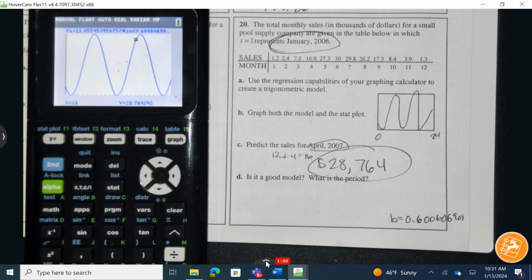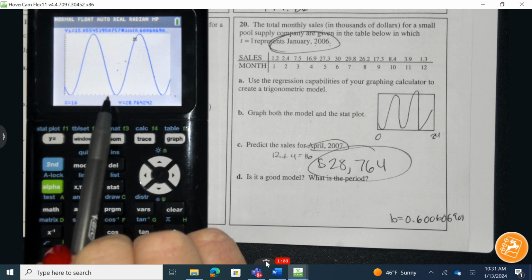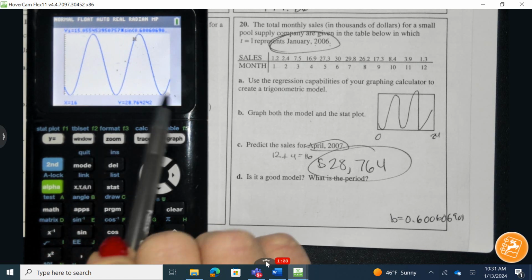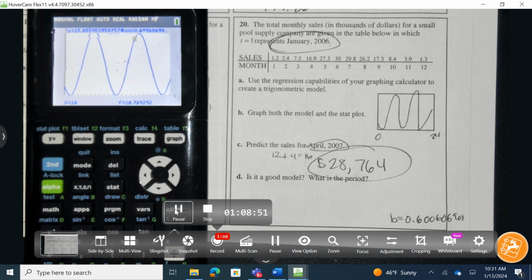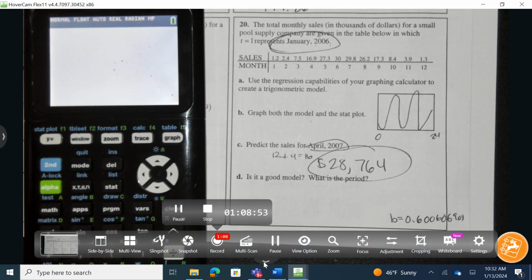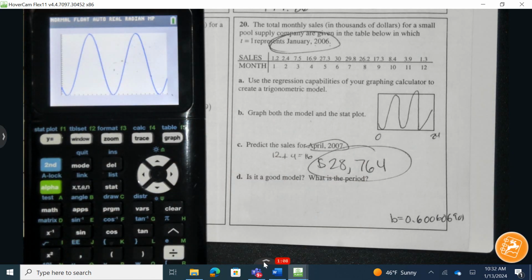All right, now let's find the period for this. A couple ways we could do it. We could measure from here to here. We see that's 1 cycle, right? We could measure from here to here. Let me get this out. There's a couple different ways that we can identify what this period is. So I'm going to show you.